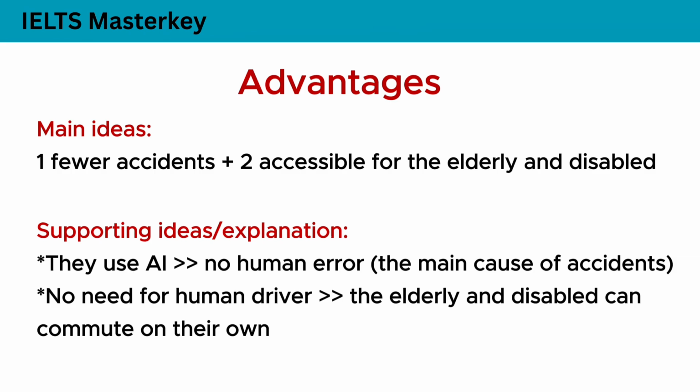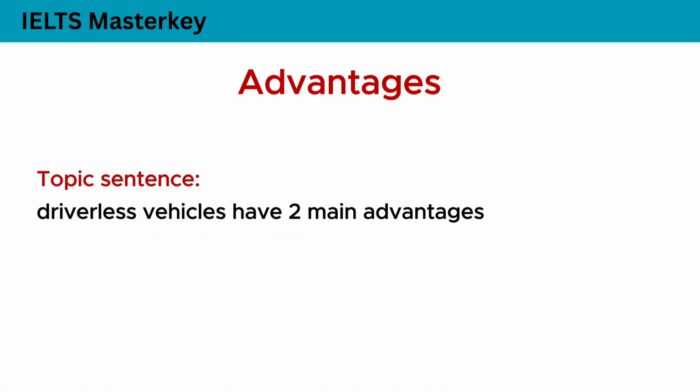And then we write a topic sentence for the paragraph based on our main ideas. We need something short and concise. So I can write something like this. Driverless vehicles have 2 main advantages. Because I'm talking about advantages of driverless vehicles, I keep it short and simple. And finally, we can add a concluding sentence to sum up what we said in this body paragraph. You can write something like this. Such vehicles can greatly benefit society as a whole.